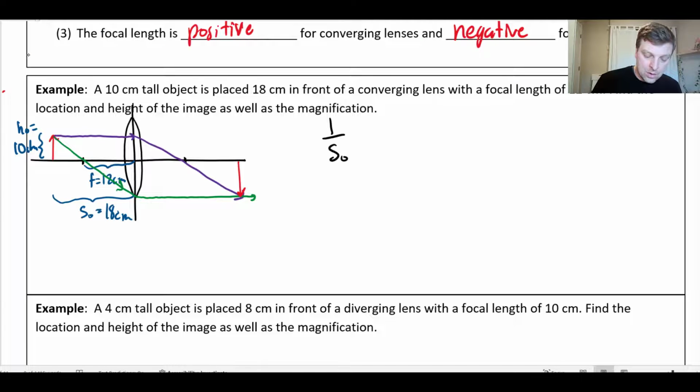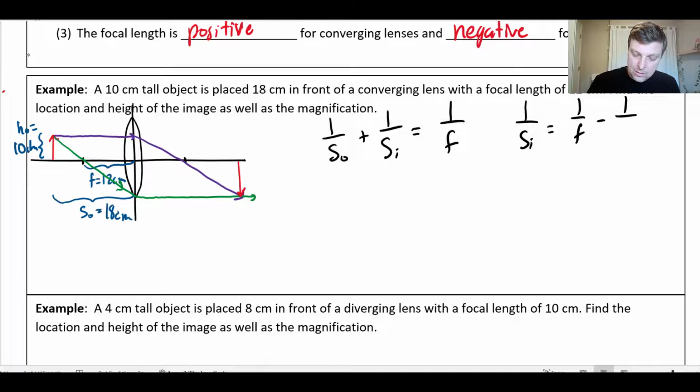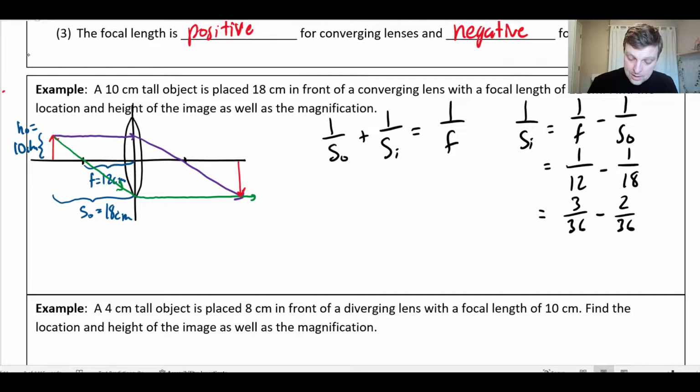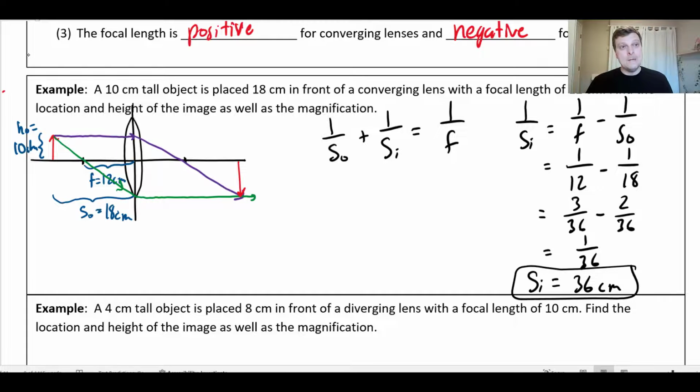So let's see what the thin lens equation says about things. 1 over SO plus 1 over SI equals 1 over F. Okay, so I'm looking for the image distance. So 1 over SI equals 1 over F minus 1 over SO. So my focal length, 1 over 12, minus 1 over 18, my object distance. So this is like 3 over 36 minus 2 over 36, which gives me 1 over 36, which means my image distance is 36 centimeters, right? Okay, not too bad. And again, that kind of jives with the picture there. It looks like it's further behind the lens than the object was in front.